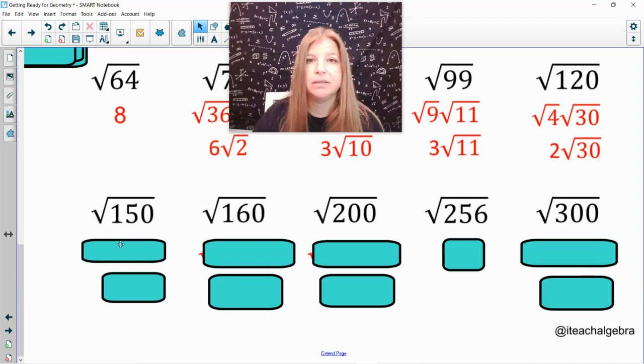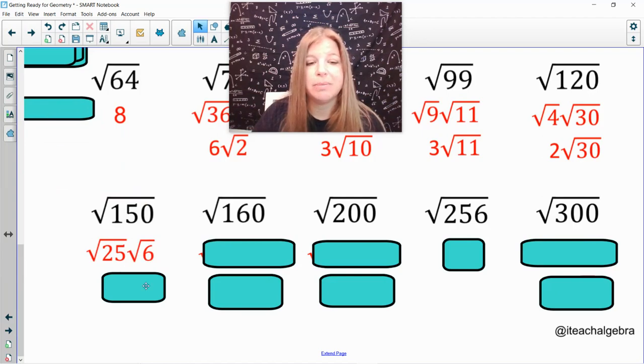Radical 150. Okay, 4, 9, no, doesn't follow the 9 rule. 16, no, because 16 times 10 would be 160. 25. Think about like $1.50. How many quarters, how many 25s go into $1.50? It's 6. So 150 is radical 25 times radical 6, which then becomes 5 radical 6.